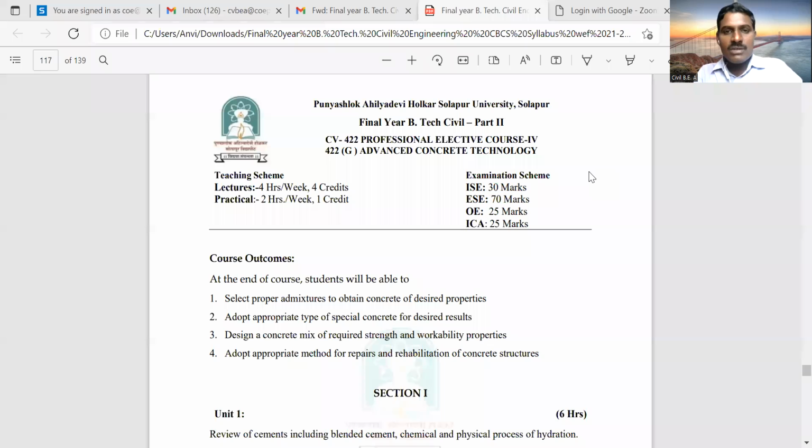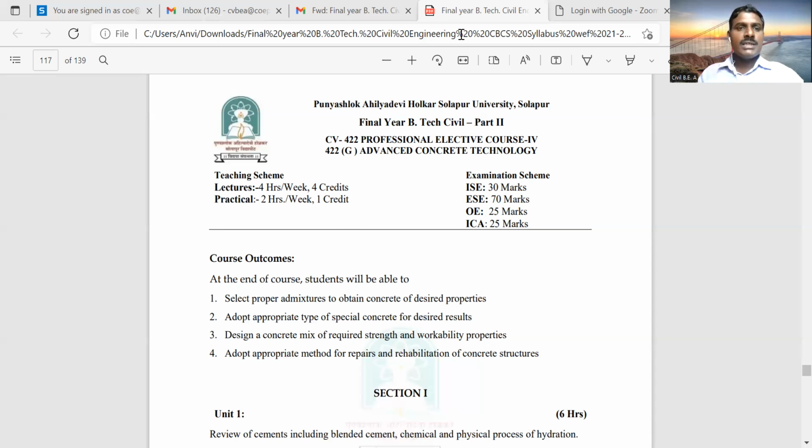Earlier you have studied concrete technology in the second year of engineering. So this subject is the advanced version, where we have to learn some advances related to concrete technology. We will see the syllabus one by one, then you will get what is included in this particular subject. Before going to the syllabus, we will see the teaching scheme.